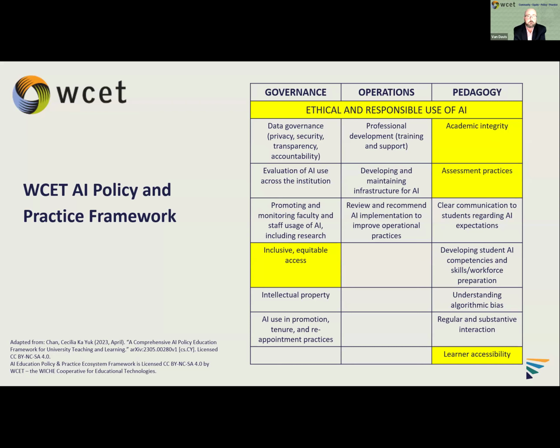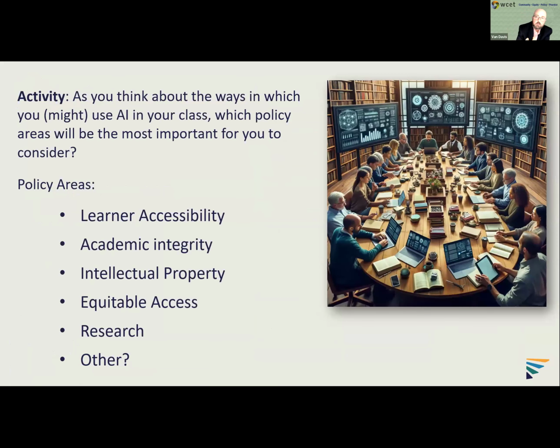I want to stop there for a moment and take a couple of minutes to talk as a group about how you think you can be engaged in a campus-wide conversation around these activities. So think about the way that you might use AI in your class. Think about the way that it's being discussed on your campus. And what are the policy areas that are going to be the most important for you to consider? As you think about your use of AI in your classroom, but also as you think about how your campus is having conversations about AI, what are the policy areas that you need to prioritize? And feel free to put it in chat, feel free to come off mute and speak to the room, whatever you're most comfortable with.